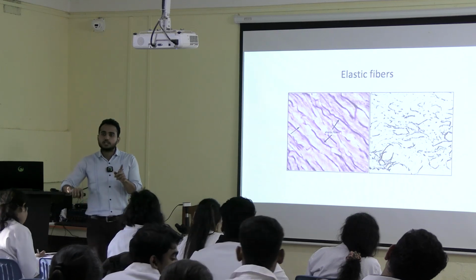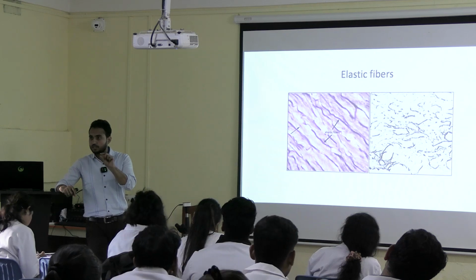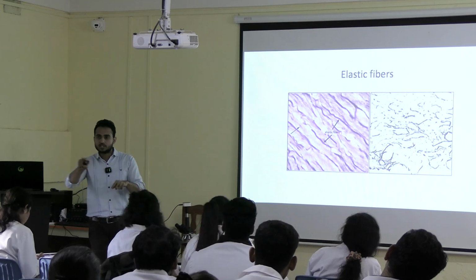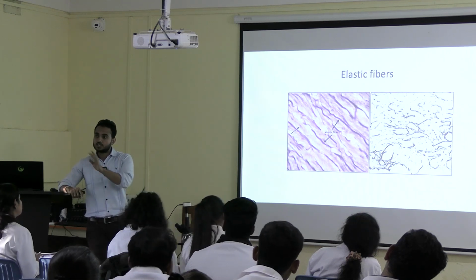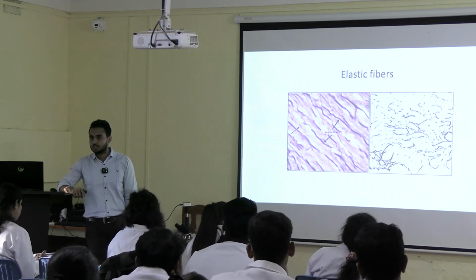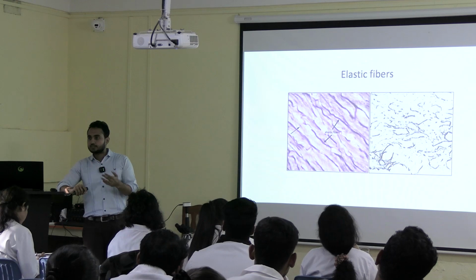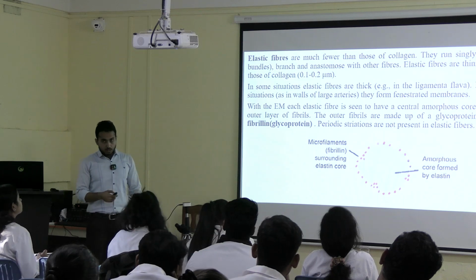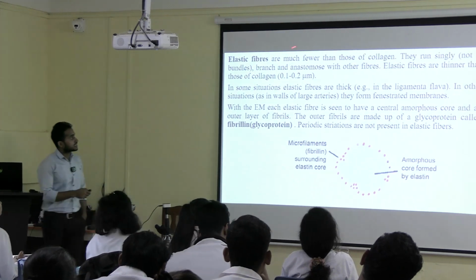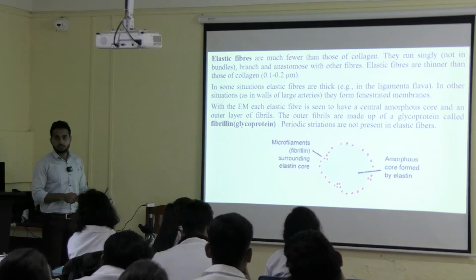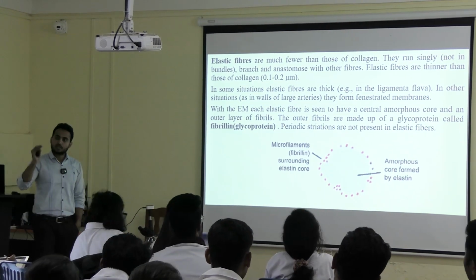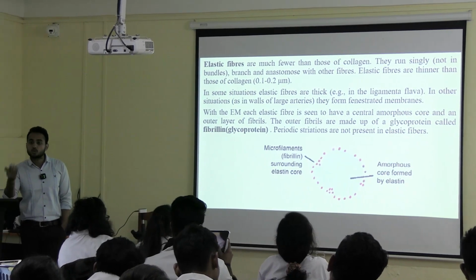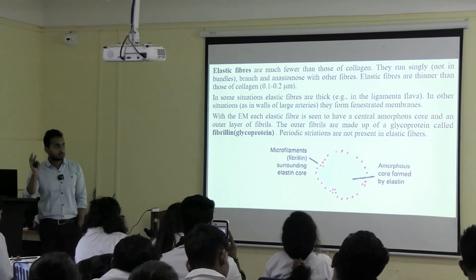Second point, individual fibers of the collagen fiber will run parallel to each other. They will not branch or anastomose. Complete opposite is the elastic one. So these are some differences by which you can identify which is elastic fibers and which is collagen fibers. Now you have to pay some attention over here. Elastic fibers are much fewer than those of the collagen. The number of collagen fibers is more in connective tissue as compared to the elastic fibers.